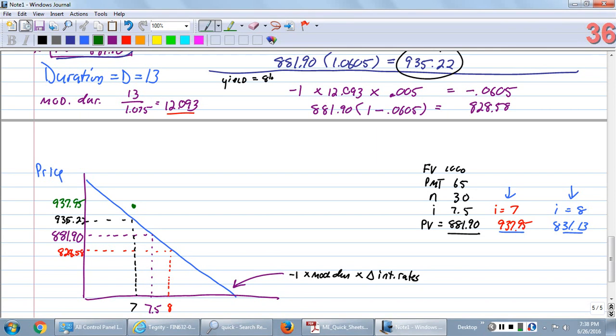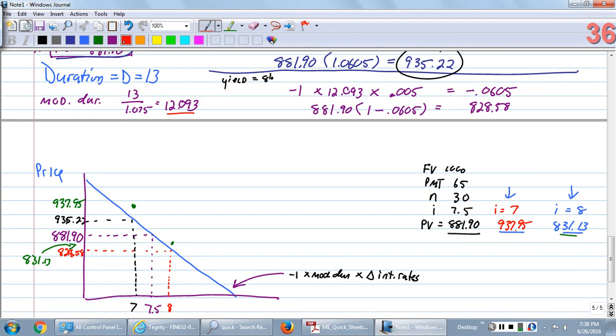How about if interest rates go up to 8%? Well, we had estimated it was going to be 828. We can actually see it's only going to be 831, so it falls inside here, 831 something. So when interest rates do go up, the bond is going to drop, but not as far as we anticipated it would.